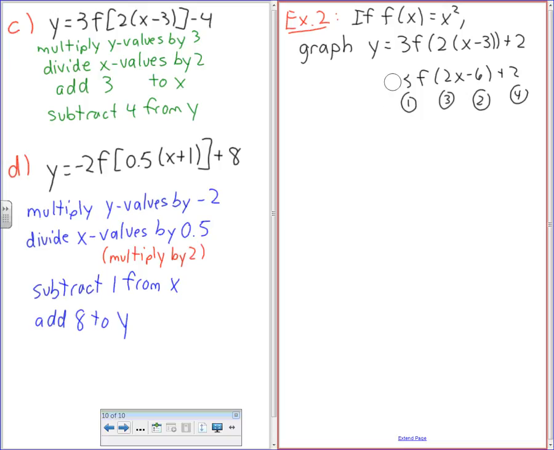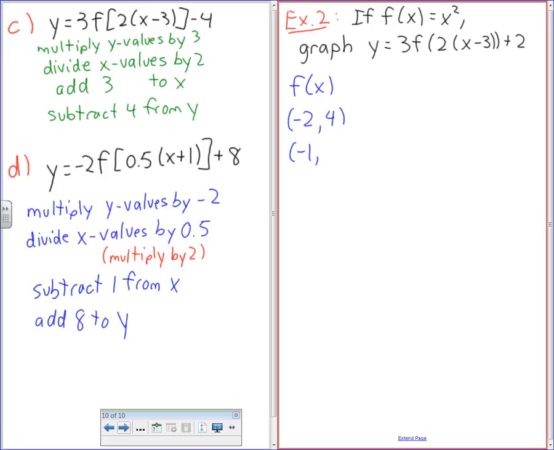Can somebody tell me how I get points for x squared? I'm going to pick on you. How would you get points for x squared? Square. Yeah. So I'm just going to choose 5 points. I'm just going to choose points that look something like this.